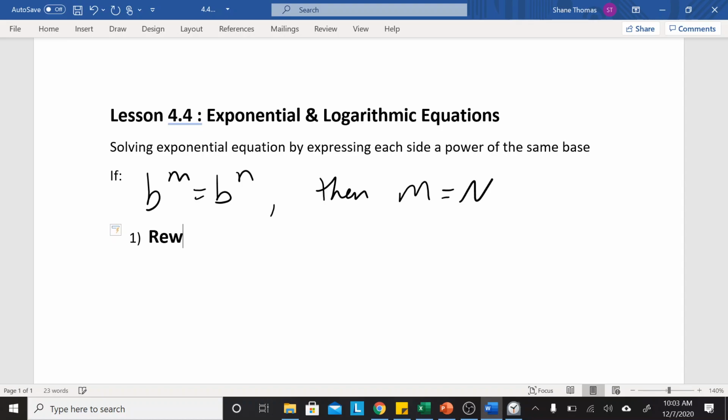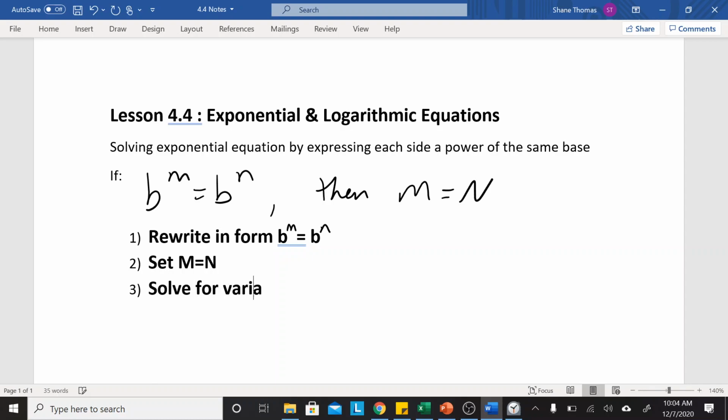One, you want to rewrite in the form b to the m equals b to the n. And then set m equal to n, and then just solve for the variable.